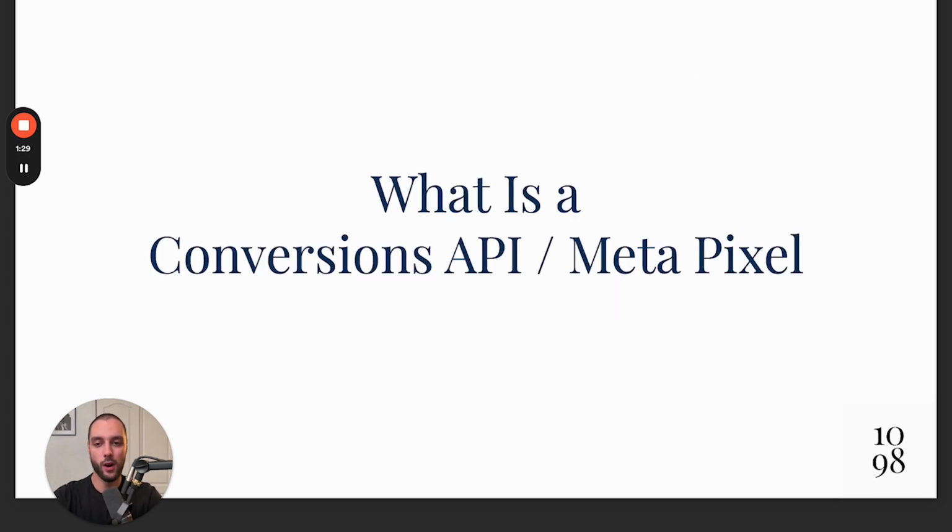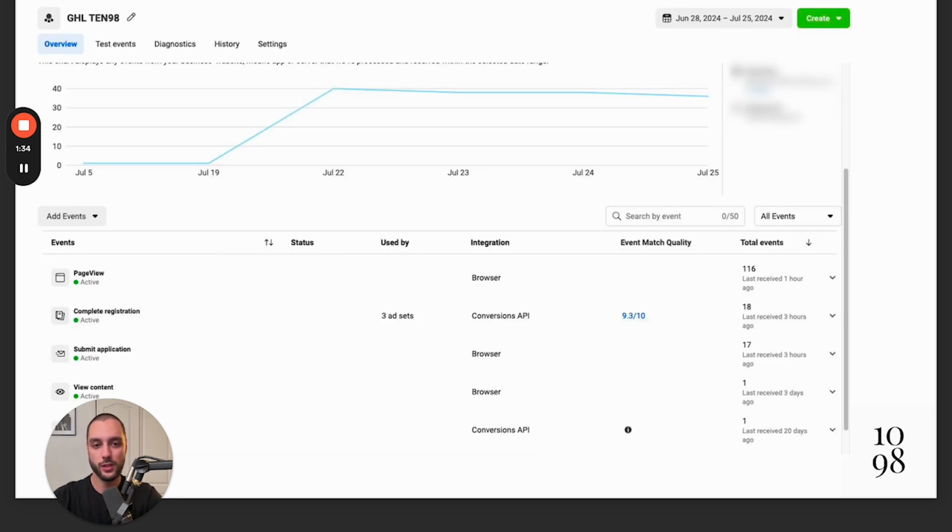So what is a conversions API and or Metapixel? When you first log into Facebook, on the ad side, you go into the ads manager. There is a section called events manager. If you go into there, that's where you can see all of the statistics for your conversions API and your Metapixel. Now, what are the conversions API and Metapixel?